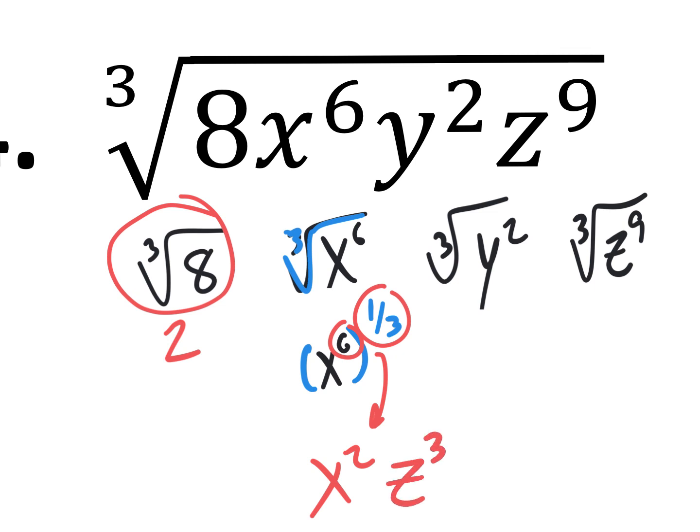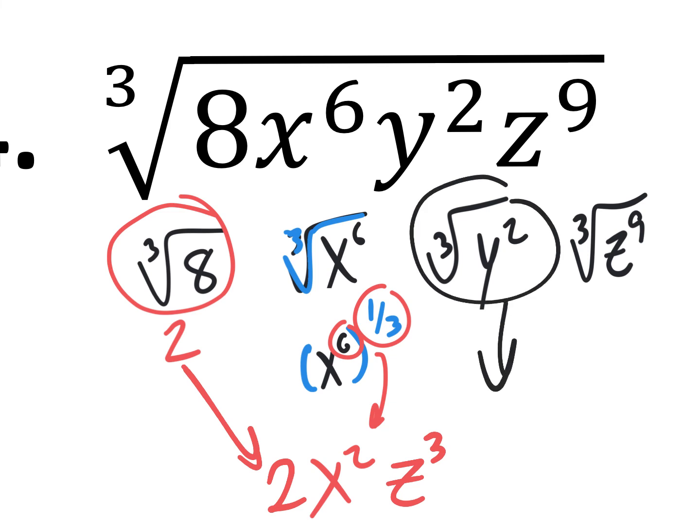That's on the outside. Let's not forget about the 2. That's the front part of our answer on the outside of the root. The only root that's left is this guy. We're just going to bring that down and write it at the end, the 3rd root of y squared. So there's my final answer there.